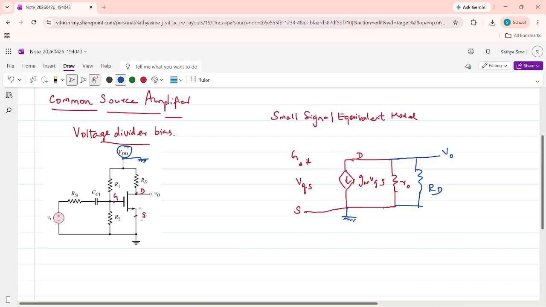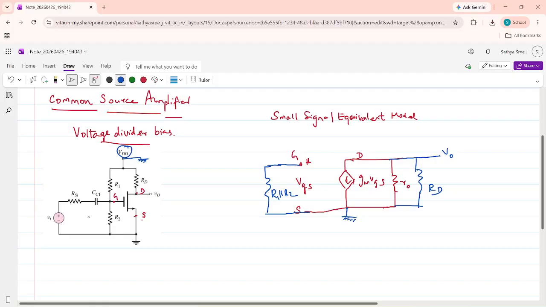So the drain part is over, the source part is over, the remaining is the gate part. Now we are going to draw whatever is connected to the gate. This is the gate. From the gate, we can see there are two resistors, R1 and R2. R1 is connected to ground and R2 is also connected to ground. Which means R1 and R2 are in parallel. This is R1 parallel R2, and that is connected to ground.